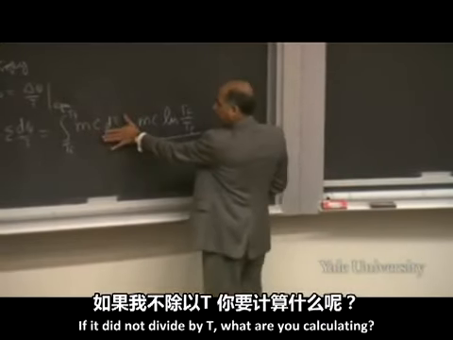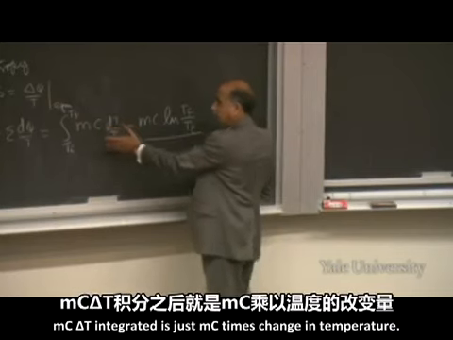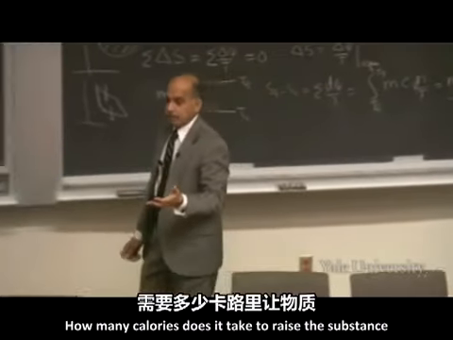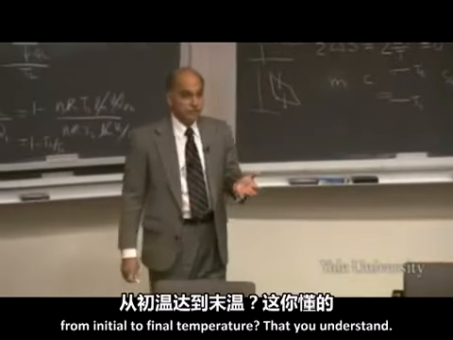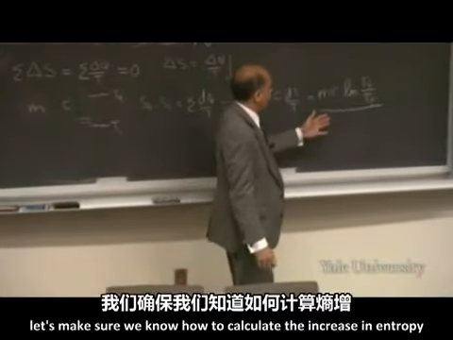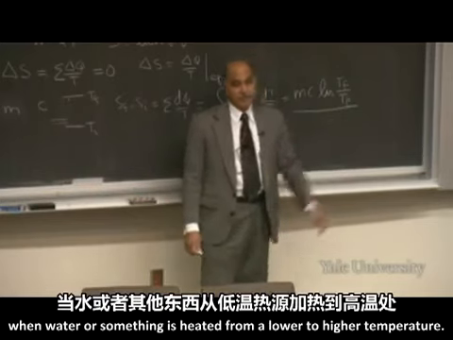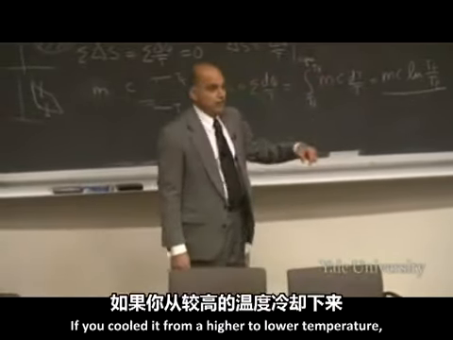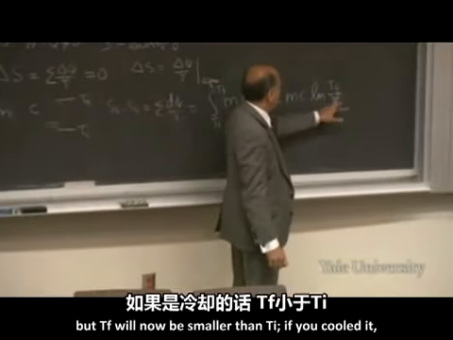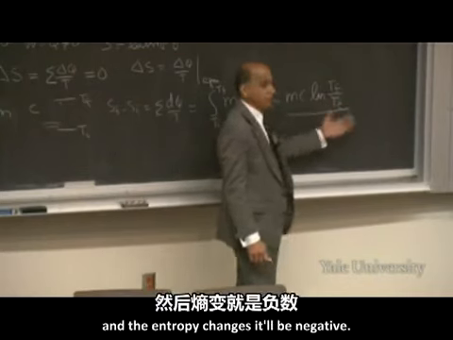If you did not divide by T, what are you calculating? mc delta T integrated is just mc times change in temperature. That's the old calorimetric problem you did. How many calories does it take to raise the substance from some initial to final temperature? That you understand. When you divide by T, it's something you don't understand. But anyway, let's make sure we know how to calculate the increase in entropy when water or something is heated from a lower to a higher temperature. If you cooled it from a higher to lower temperature, you can use the same formula, Tf over Ti, but Tf will now be smaller than Ti if you cooled it. So log of a number less than 1 is negative, and the entropy change will be negative.